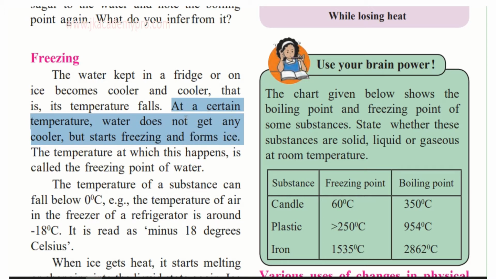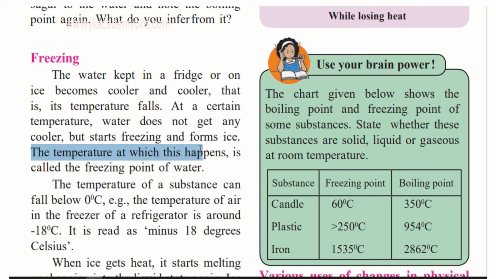You must have done that many a time when you keep water to turn it to an ice cube, isn't it? In your freezer section, you put it in the ice tray, and after some time, it changes to ice cubes. So what happens is the water will become cooler and cooler and cooler, and then it starts freezing, that is, it starts becoming solid. The temperature at which this happens is called the freezing point of water.